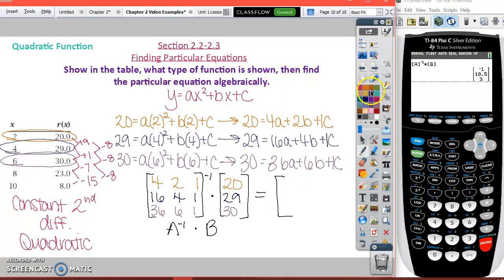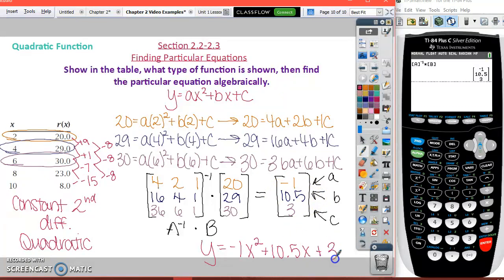for the first one we get a -1, for the second one we get 10.5, and the third one we get 3. So what I was just given is A, B, and C. From here we can now write our particular equation. We'll have y equals ax squared, so -1x squared, plus bx, so plus 10.5x, plus c, so plus 3. And we are done.